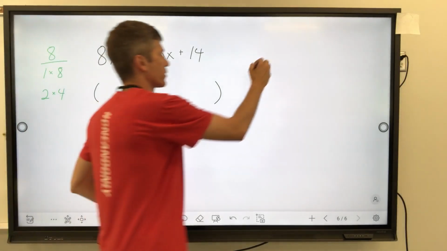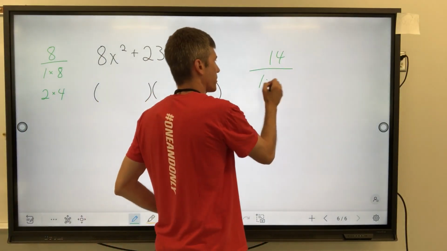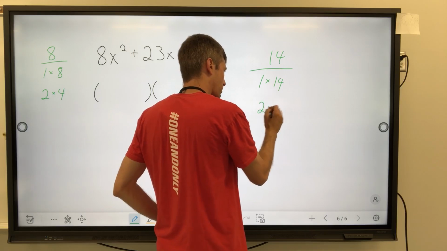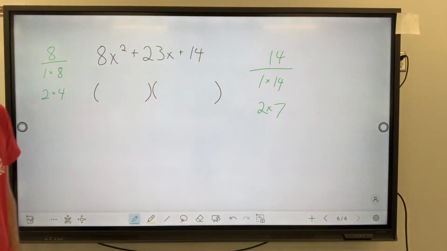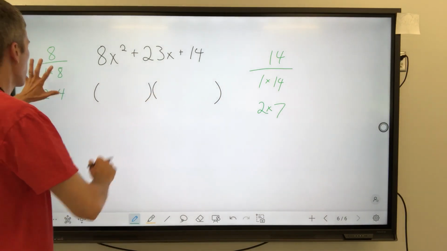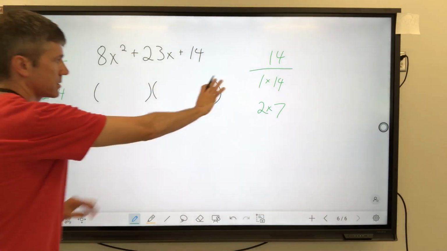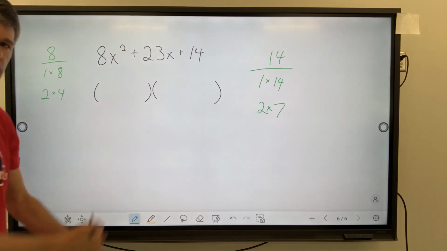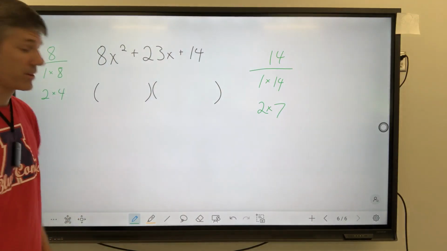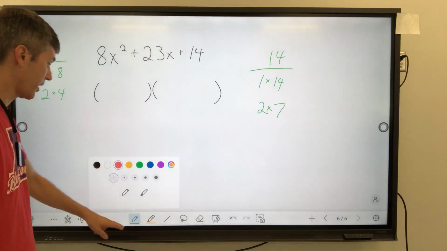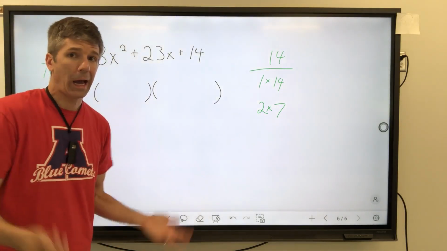And we'll do the same thing with 14. 1 times 14, 2 times 7. And I am not going to mess with negatives at all. So I'm not able to lock one of these numbers into place and say, oh, it's prime, so those are my only options. There's going to be a lot of experimenting, a lot of trial and error. This is going to take about an hour.